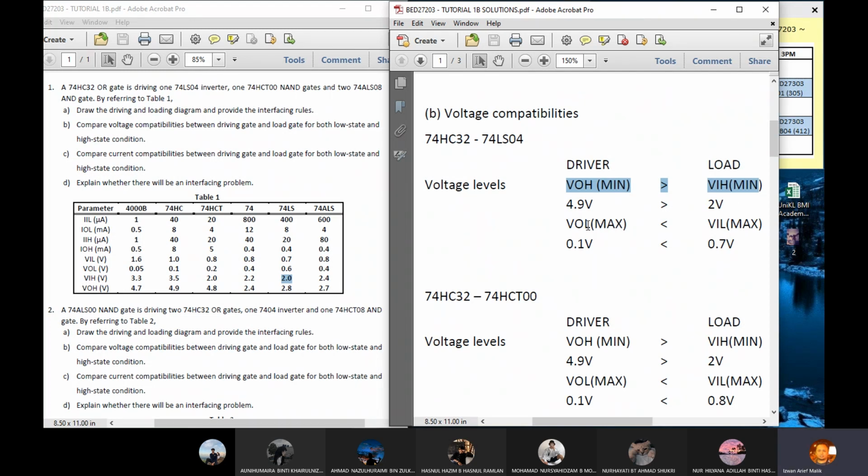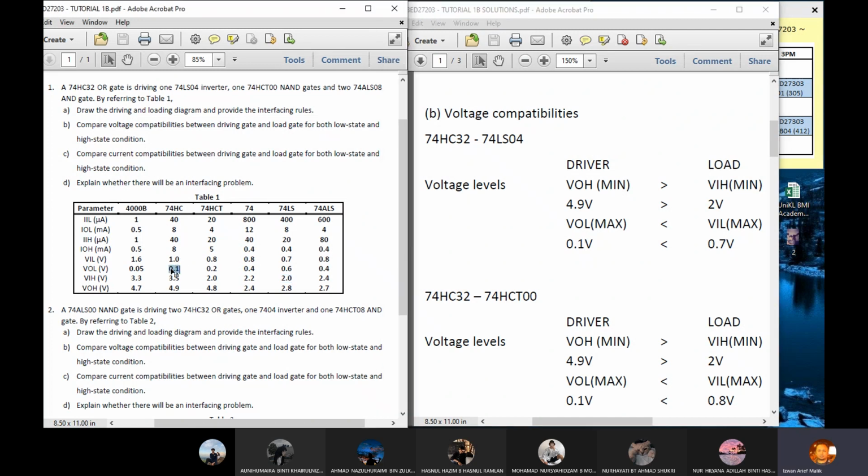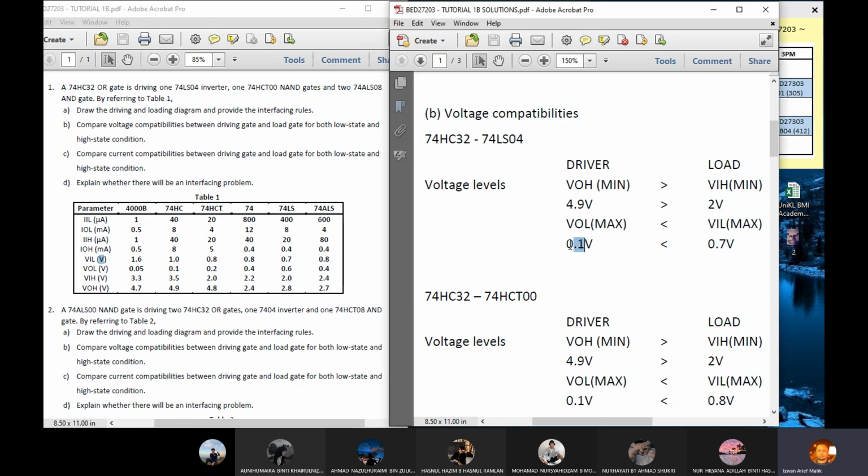Then for the low state, VOL for HC is 0.1 volt and VIL for 74LS is 0.7 volt. So this one is 0.1, this one is 0.7, and if you compare, 0.1 is indeed lesser than 0.7. This means that for the high and low states of voltage compatibility, there is no problem, because these values satisfy the equation. This one as well satisfies the equation, which is VOL smaller than VIL.